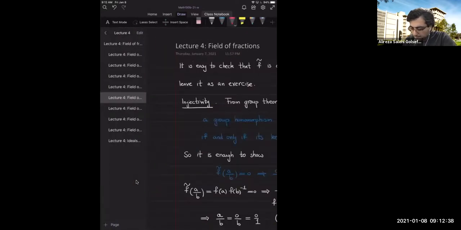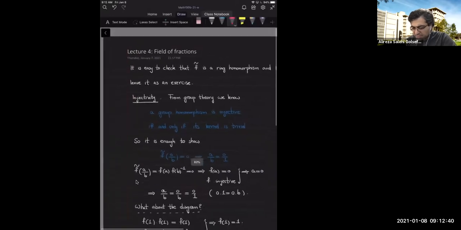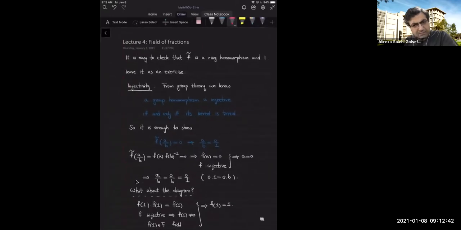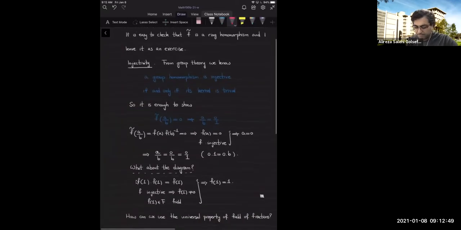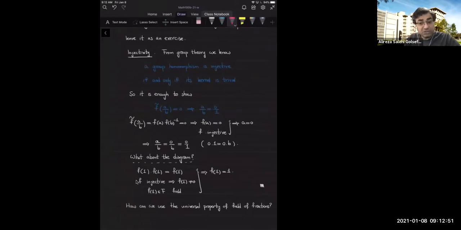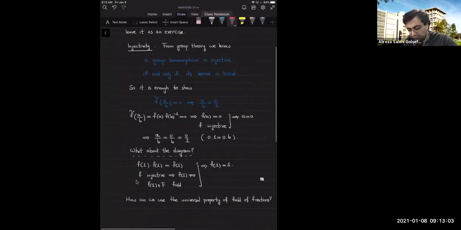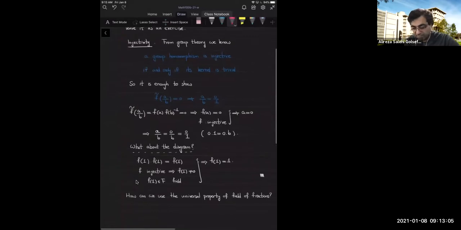Now, the fact that F tilde is a ring homomorphism is easy. You can check addition and multiplication. Why it preserves addition and multiplication, I leave it to you as an exercise. Let's see why it is injective. I'm not saying that this is harder than the other ones, but I want to recall a fact from group theory. I think it's a good place to recall this. We are going to use it again and again later on. So let's recall this fact.